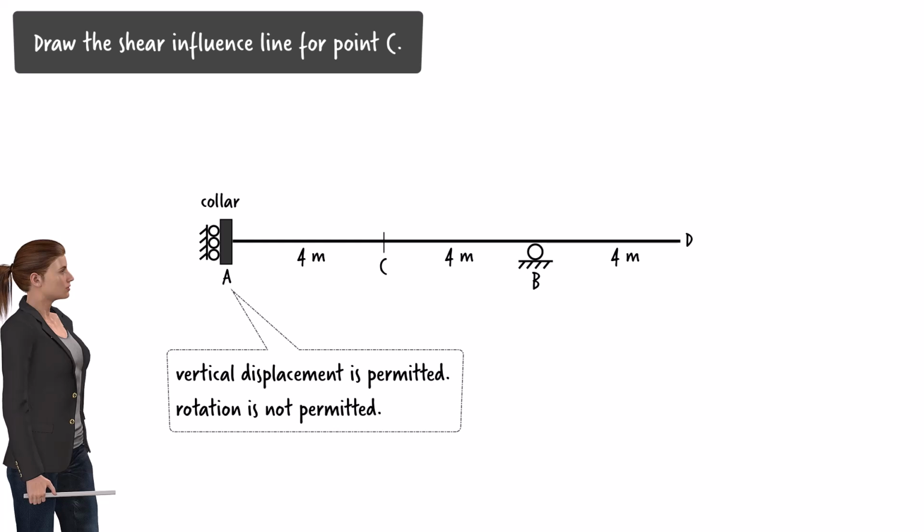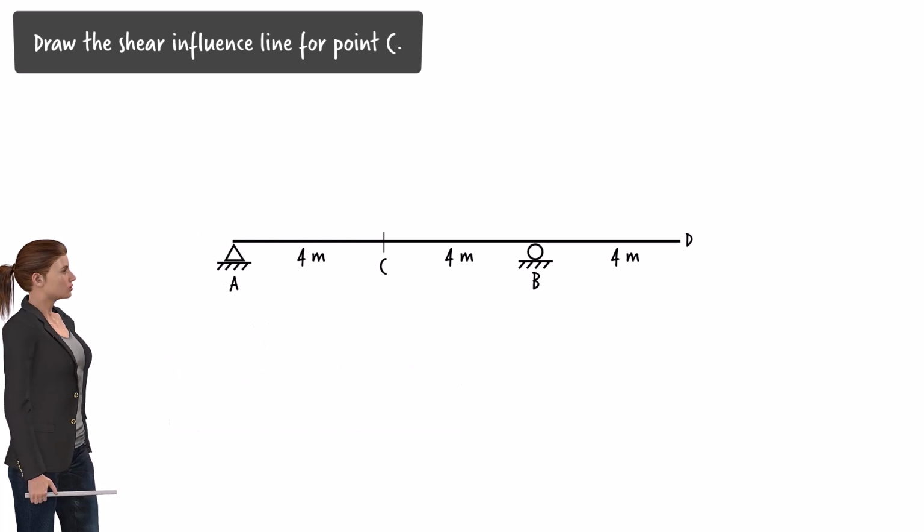To build up to this, let's start with a simpler scenario: a beam that is pin-connected at its left end. We want to draw the influence line for shear at point C. In this presentation, I'll use a slightly different approach to drawing influence lines than the one presented in previous lectures.